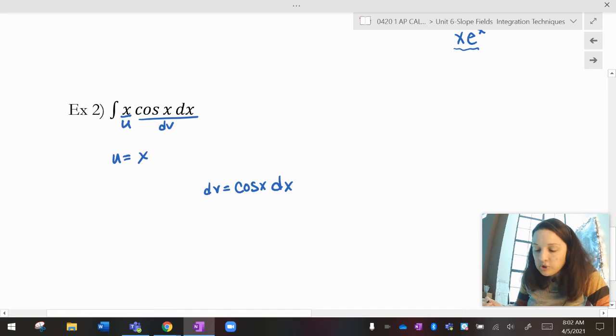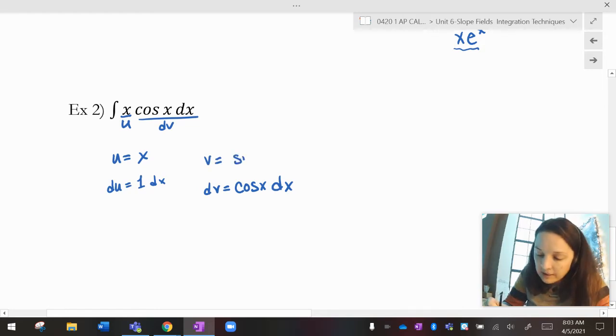And then if I want to figure out everything else, I need to take the derivative of u, take the antiderivative of cosine. Whose derivative is cosine? Oh, yeah, that's sine.